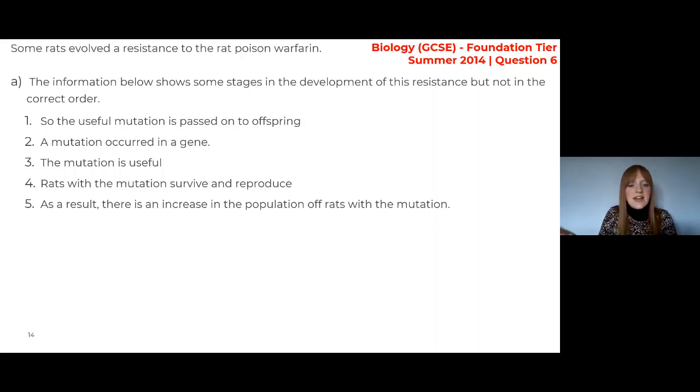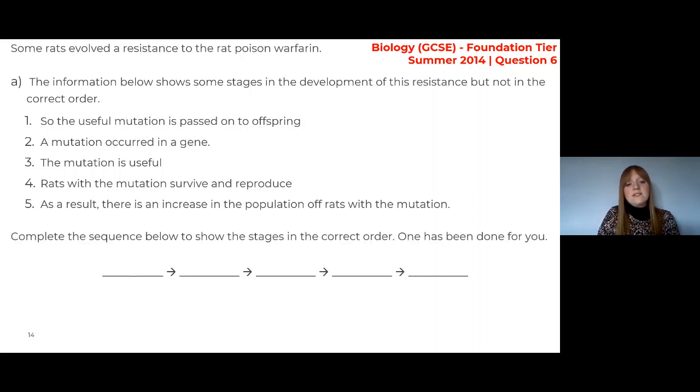So again, it's a natural selection question, but this time, rather than you having to write it, they've given it to you in the exam question. So this question was asking you to complete the sequence below to show the stages in the correct order. And one has been done for you. So the first one is that a mutation occurred in a gene. Okay, that was the very first thing that they wanted you to write down.